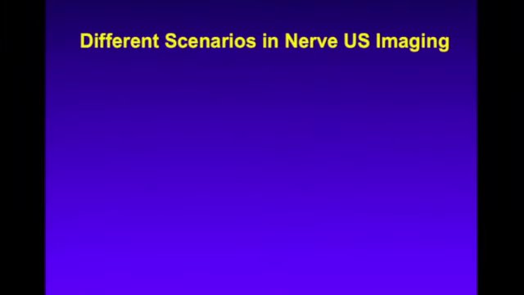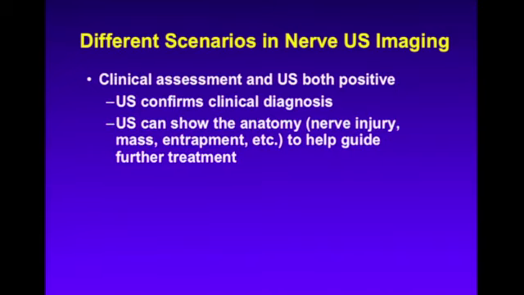Okay, there are different scenarios in nerve ultrasound imaging. And it's important to keep these scenarios in mind in order to understand what we're contributing to patients' care by doing the ultrasound of the peripheral nerves. So the first scenario is when the clinical assessment and the ultrasound are both positive. The ultrasound can be very helpful in confirming a clinical diagnosis of a neuropathy. It can also show the anatomy. Is it a nerve injury, mass, entrapment, etc., that helps to guide further treatment.